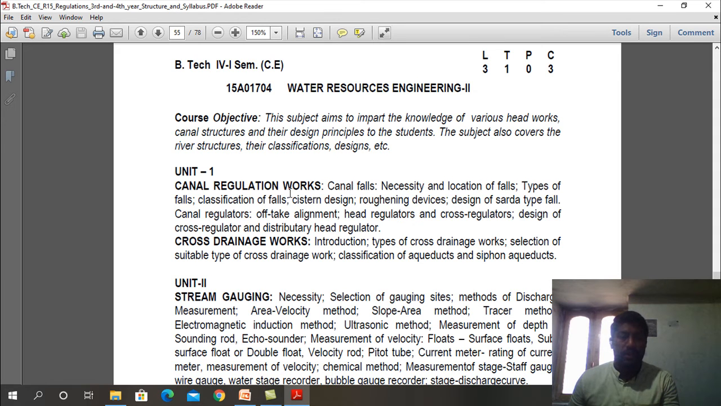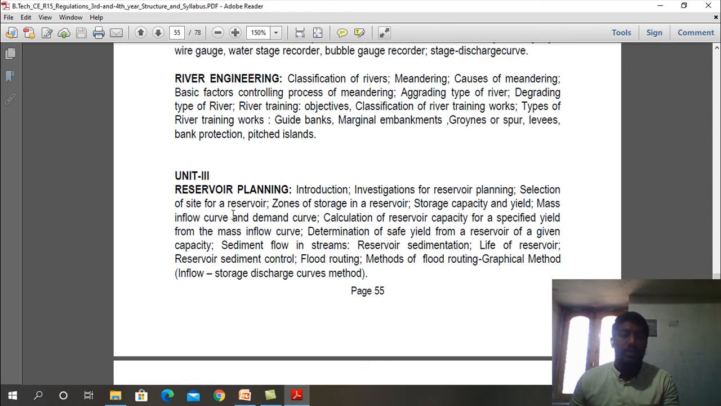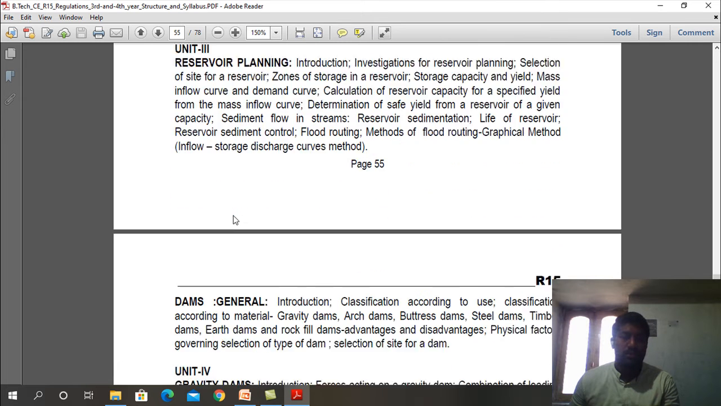Unit 1, canal regulation works and cross drainage works, based completely on canals. Unit 2, stream gauging and river engineering. Unit 3, reservoir planning: how we want to plan a reservoir while going to construct it, and what type of specifications we want to follow. We have to check it in Unit 3.